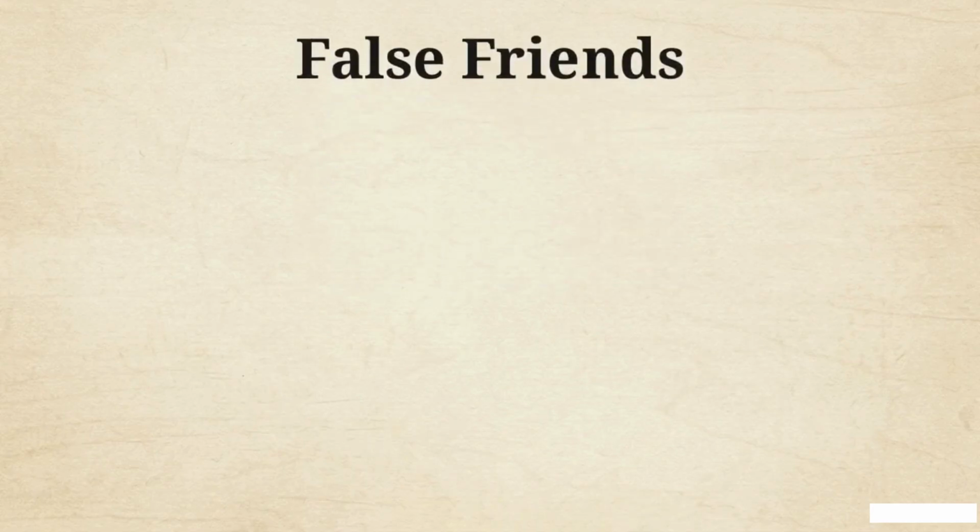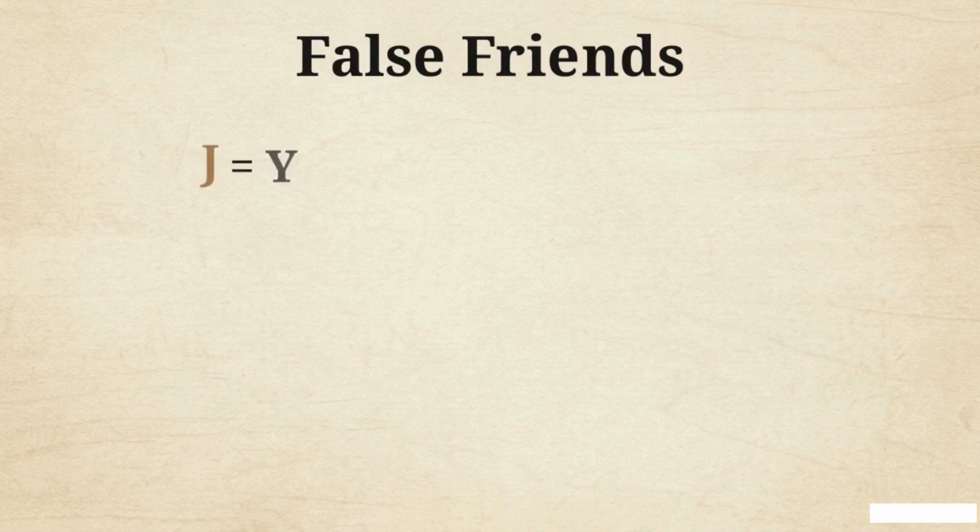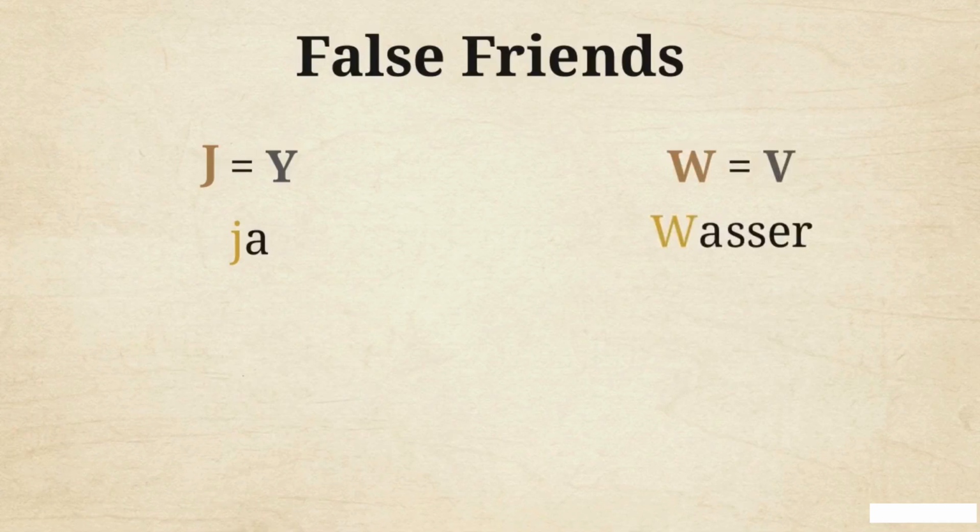Step 1 is tackling the false friends. These are consonants that look identical to the English letters you know, but produce different sounds. First is the letter J. In German, it makes an English Y sound, so the word for yes is pronounced ja. Next is the letter W. In German, you must read this as an English V. The word for water is pronounced Wasser.